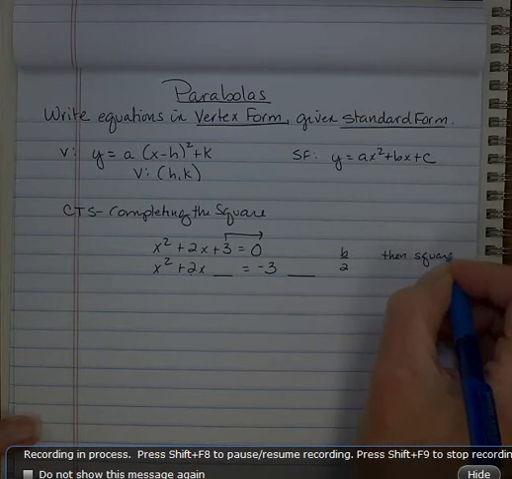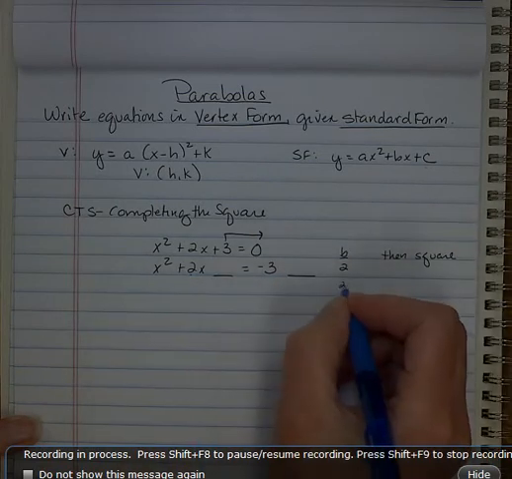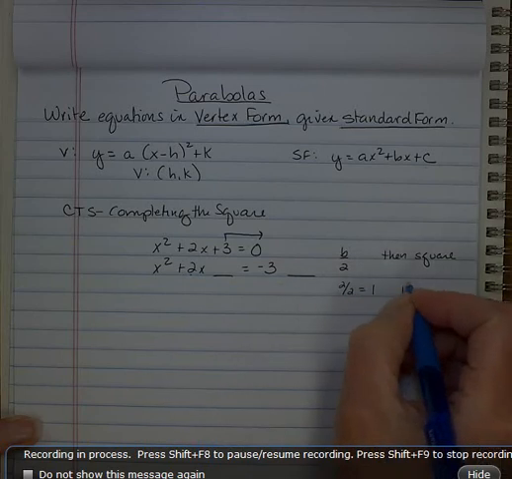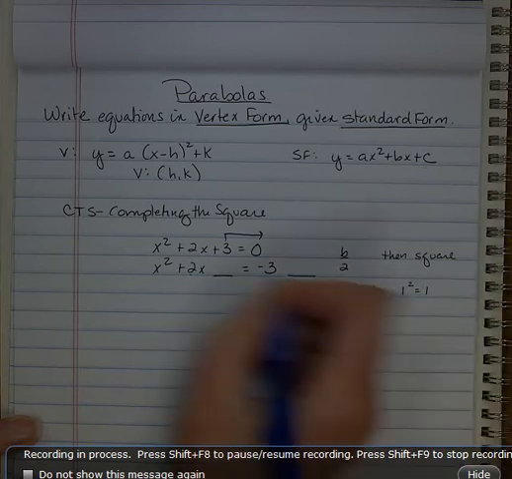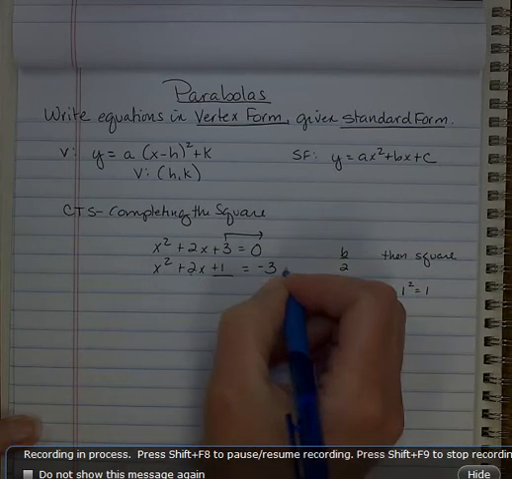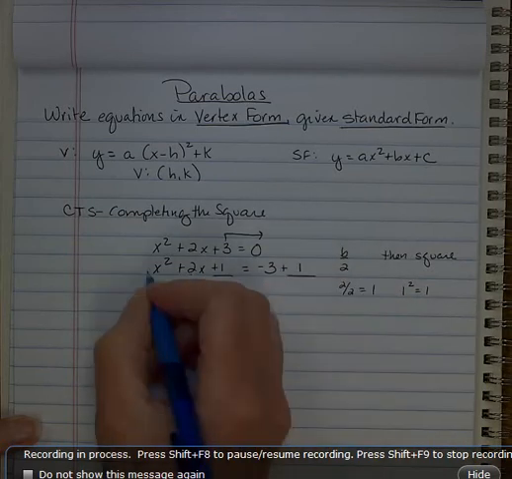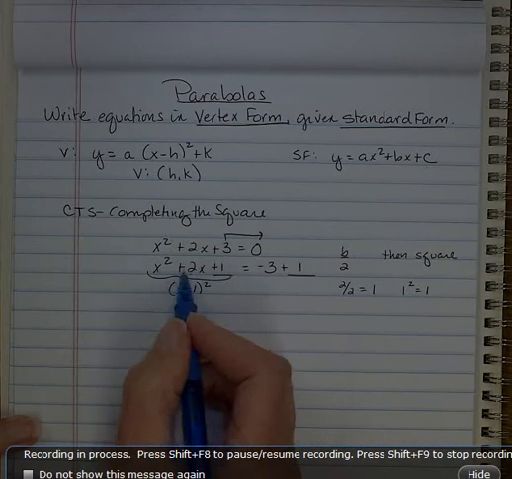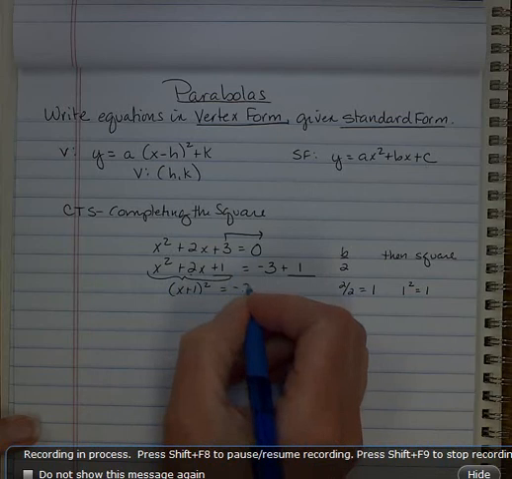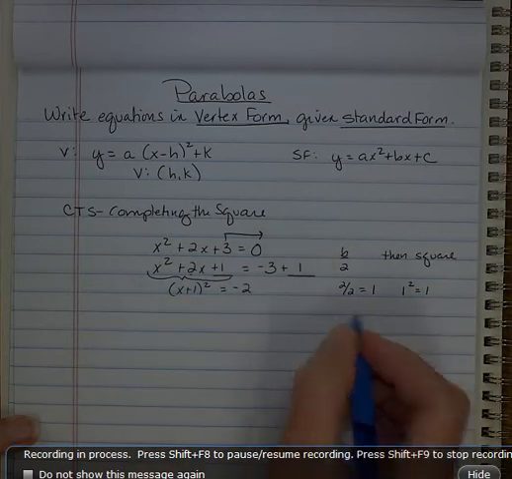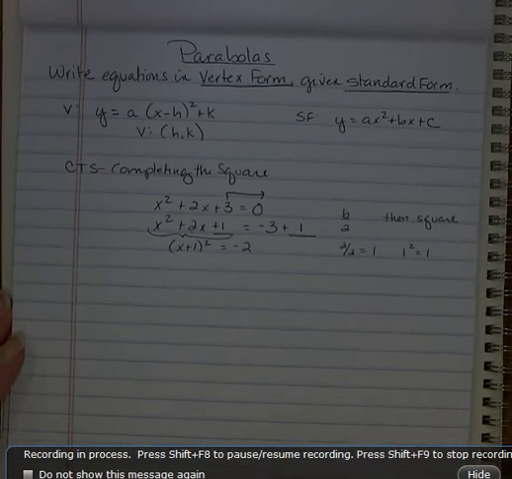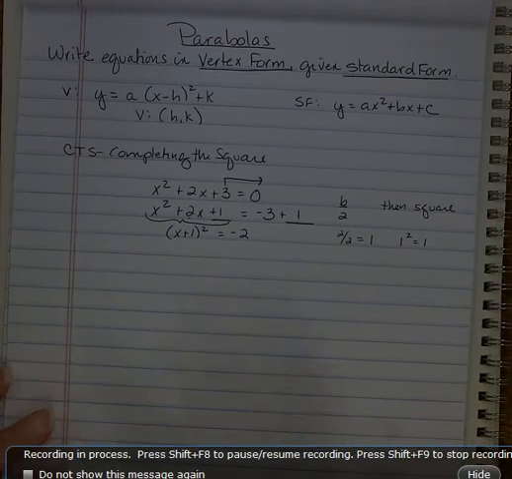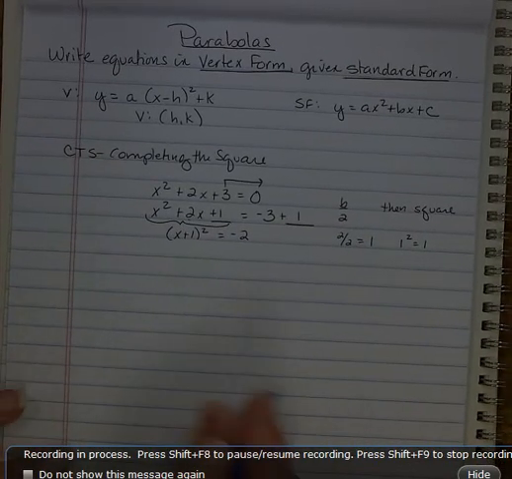So in this case, we would take 2, divide it by 2, and get 1. And 1 squared is 1, so not anything real exciting going on there. Plus 1, plus 1. The whole purpose of doing it is so we could write this trinomial as a binomial squared. And when you factor x squared plus 2x plus 1, you get x plus 1 quantity squared equals negative 2, and then we would solve it from there. So that's kind of the approach we're going to take. Some of these problems will get a little complex, but it'll start off nice and easy.